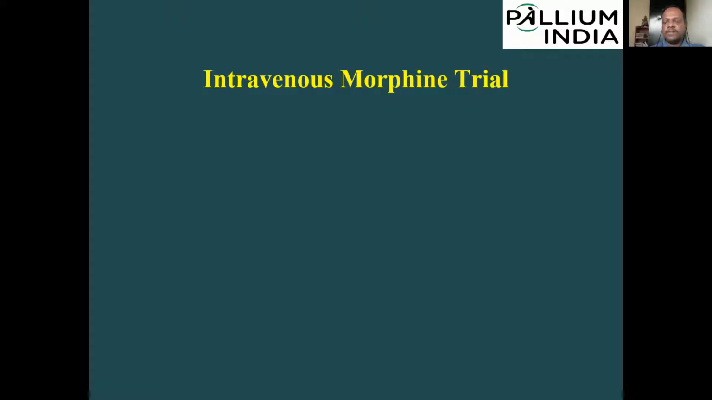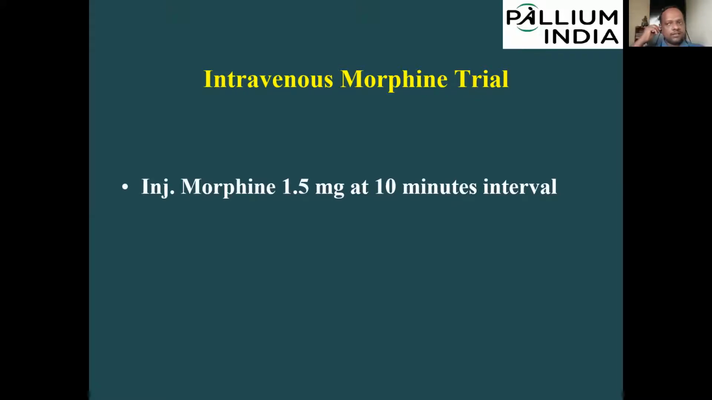Okay, so how do you do intravenous morphine titration or trial? The morphine ampule, which is available in Kerala, is 1 ml, which contains 15 milligram of morphine. We dilute it with 9 ml of normal saline. So total 10 ml contains 15 milligram, so each ml contains 1.5 milligram. So we will give injection morphine 1.5 milligram at 10 minutes interval.